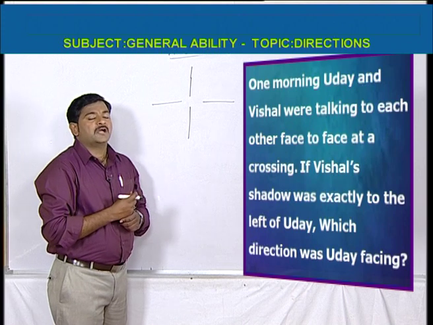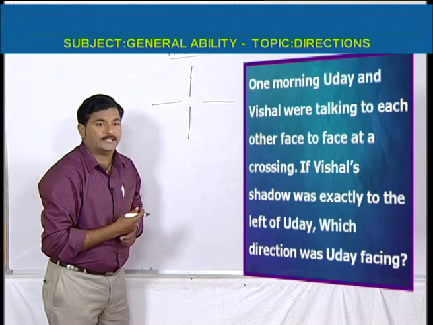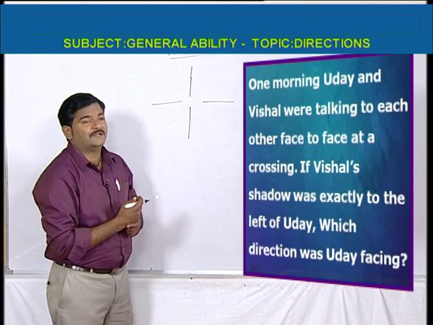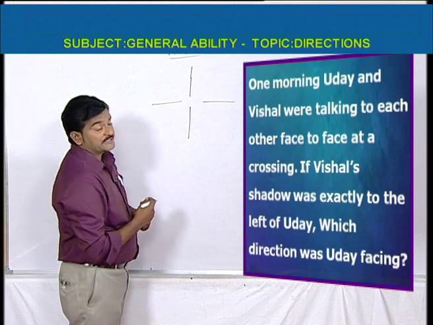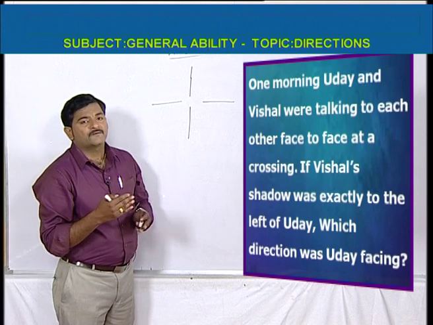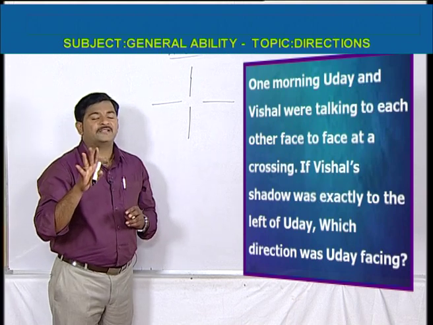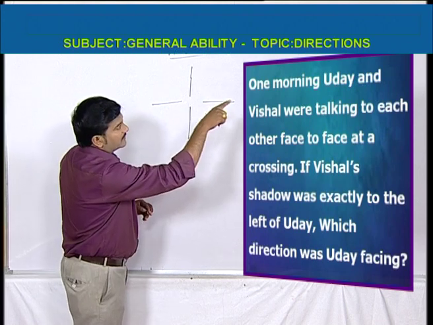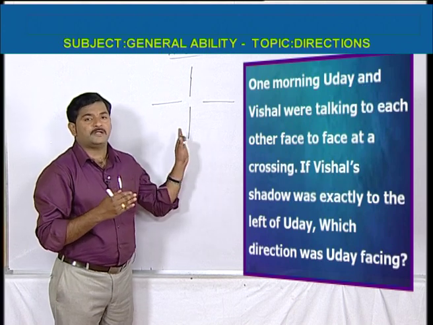Then Vishal's shadow was exactly to the left of Uday. Then the question is, which direction was Uday facing? Here there are 2 fellows, Vishal and Uday. Whenever you are asked to find these types of questions, first you have to fix the shadow. On which time? In the question it is mentioned that the time is morning. That's why we know morning time shadow will be towards the west side only.